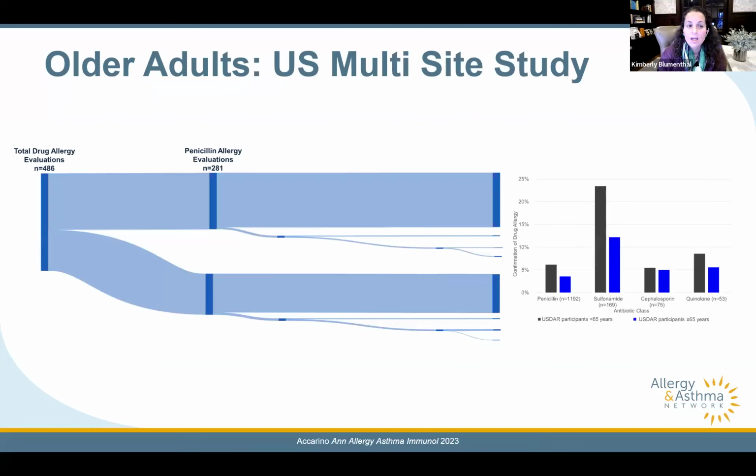So we did one study where we looked at older adults and drug allergy evaluations, and we were able to delabel 96% of drug allergy evaluations in general. What this graph shows is the total drug allergy evaluations is 486. 281 were penicillin, the remainder were not down here. And this big bar is all the people who were delabeled. And these tiny little things are people with immediate or delayed reactions that we identified. So overall, the big picture here is that we should be delabeling our older adults.